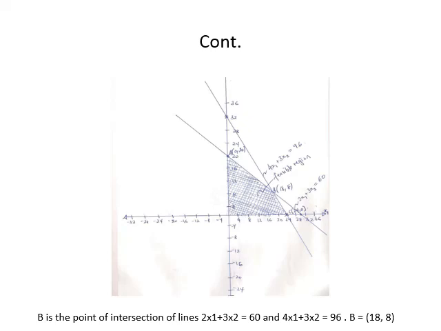B is the intersection point between the two equations. We need to solve them simultaneously to find x1 and x2. C is given when x2 equals 0, x1 equal to 24. That's okay. So let's transfer this information to the table. It will be very clear.